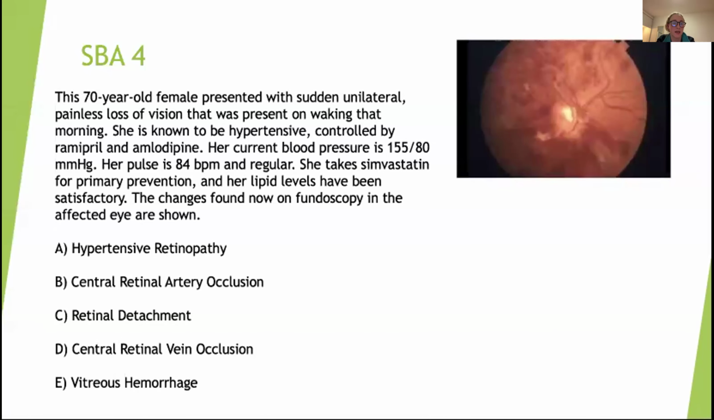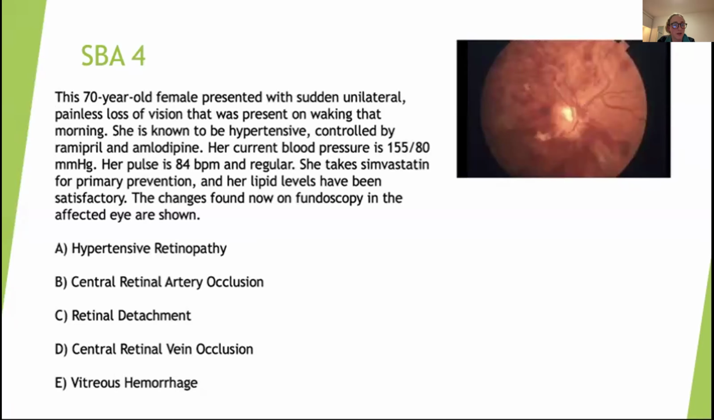So just an SBA now. So this is a 70-year-old female presenting with sudden unilateral painful loss of vision, present on waking this morning. She's known to be hypertensive, controlled with ramipril and amlodipine. Current blood pressure is 155/80. Pulse is 84 and regular. She takes statin for primary prevention. Her lipid levels have been satisfactory.